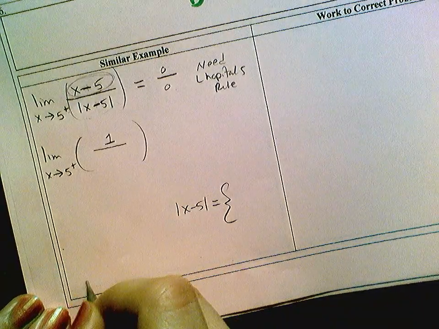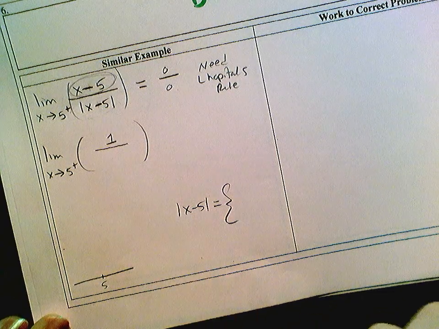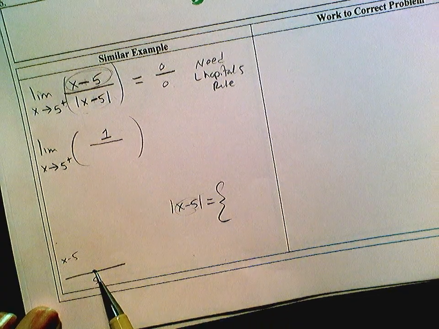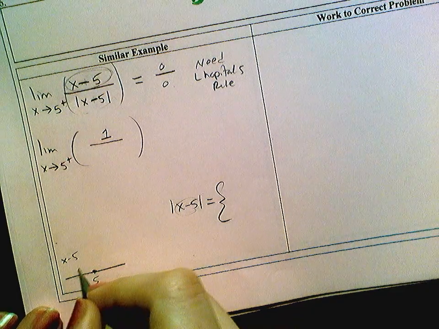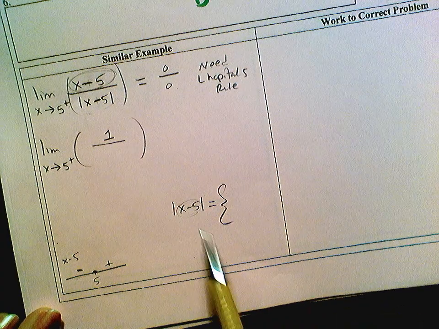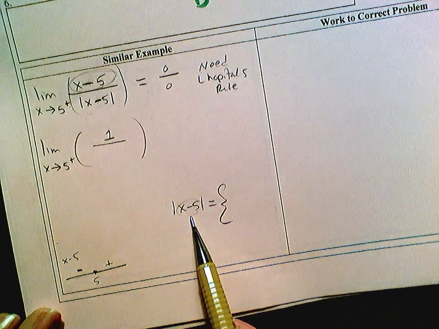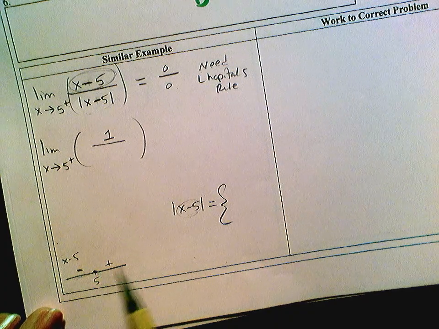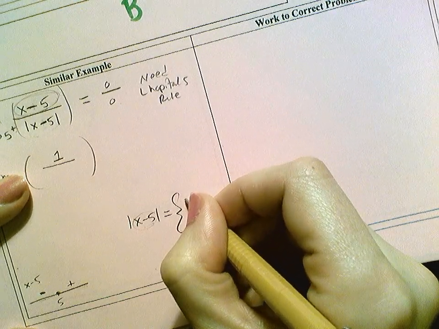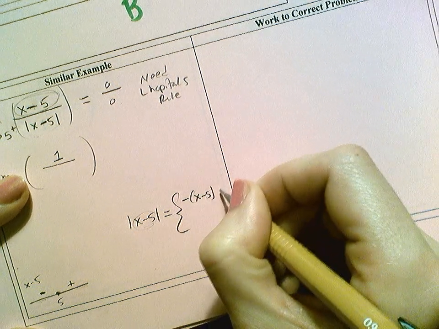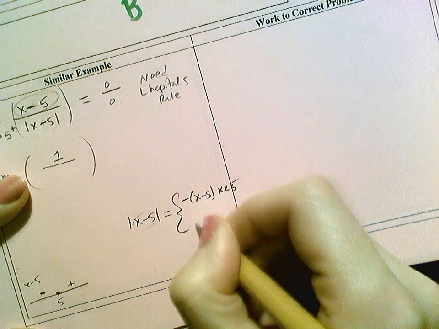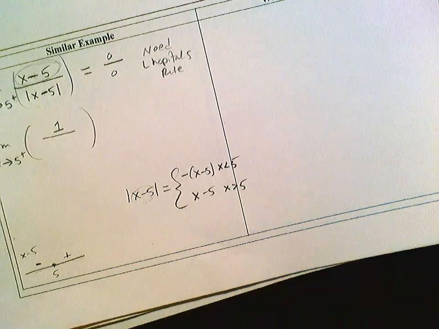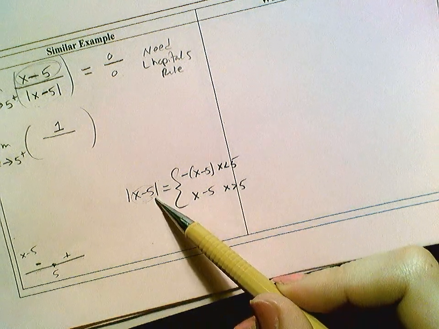So at 5, the input is 0. This is x minus 5. At 5, it is 0. To the left of 5, it would be negative. To the right of 5, it would be positive. With an absolute value, the output is always positive. So when the input is negative, I would just negate it to make it positive, and when the input is positive, I just leave it alone. So it is negative (x minus 5) for x less than 5, and it's just regular x minus 5 for x greater than 5. I don't say or equal to because this represents a denominator.